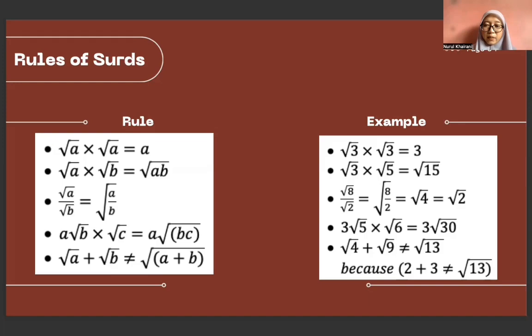The last rule is very important. We cannot add surds by adding the numbers inside the square root. The square root of a plus the square root of b is not equal to the square root of a plus b. For example, the square root of 4 plus the square root of 9 is not equal to the square root of 13. This is because the square root of 4 is 2 and the square root of 9 is 3. So the result is 2 plus 3 equals 5, not the square root of 13.